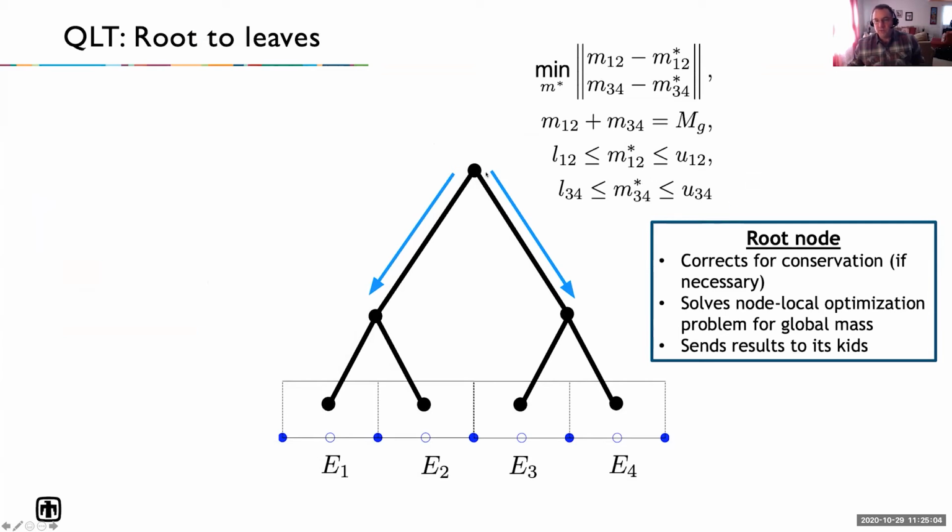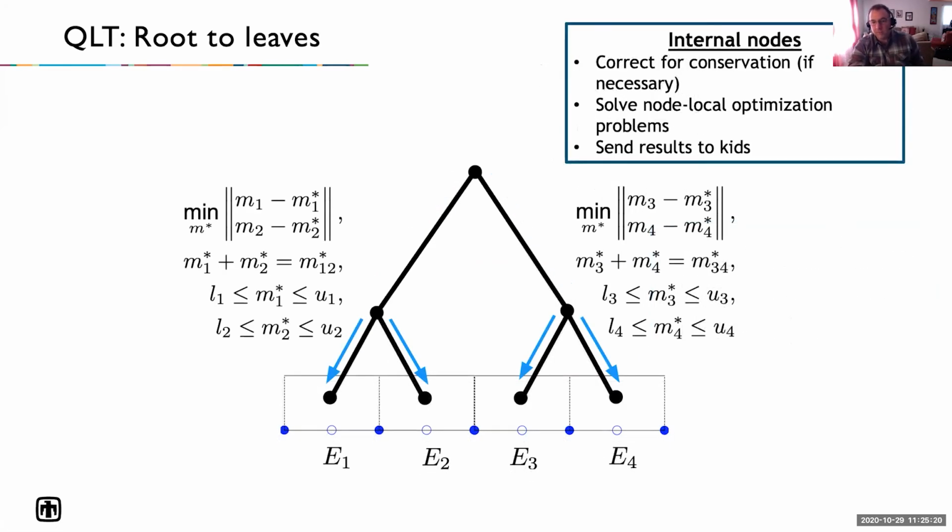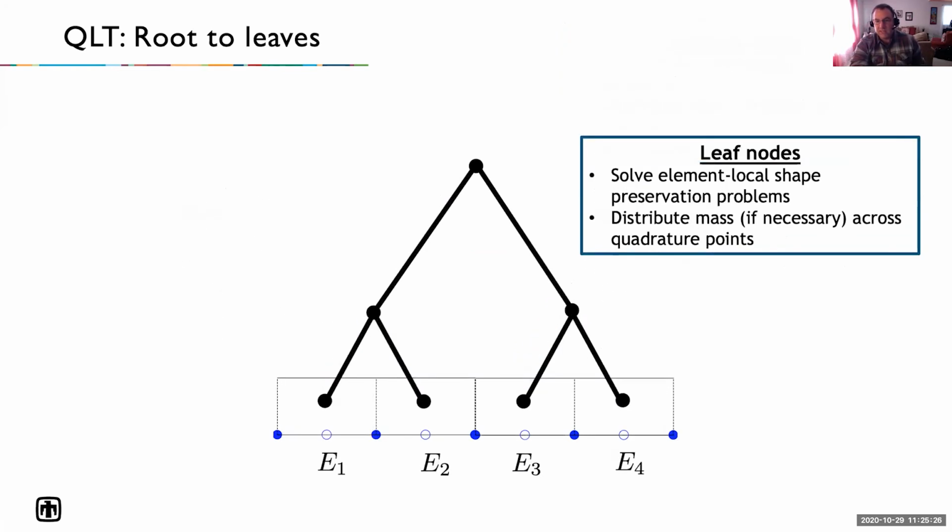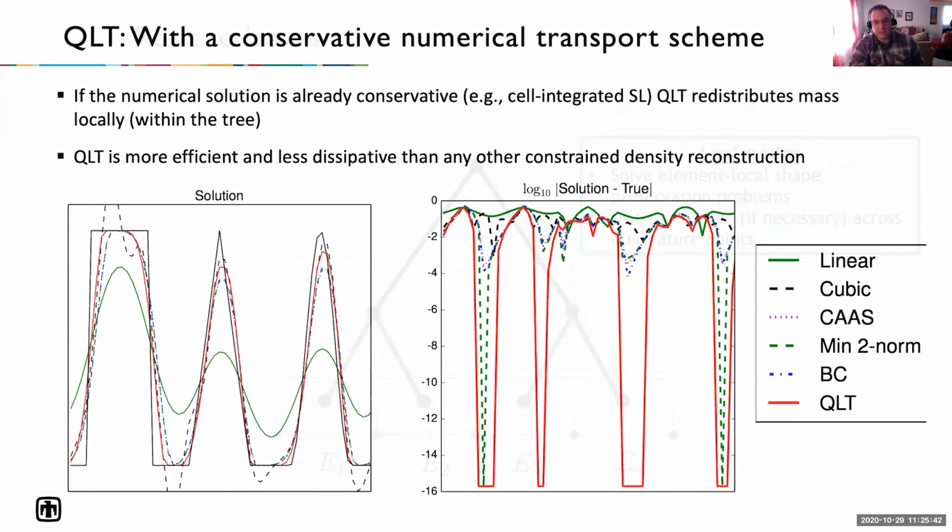And then you just send the results of that computation to your kids so that if there's a change in mass, capital M here, that is distributed between the root node's children. And then they solve the same node local optimization problem and distribute any changes that they require amongst their kids. And then when you get down to the leaves, you solve an element local optimization problem that now, if you have to distribute mass, you distribute it between the quadrature nodes within that element. And so it's all local in the sense of the tree, but not local in the sense with the mesh.